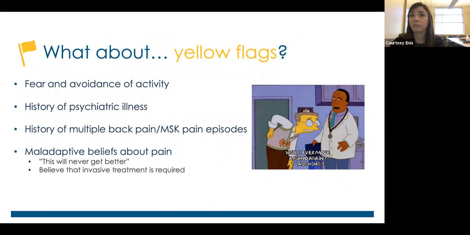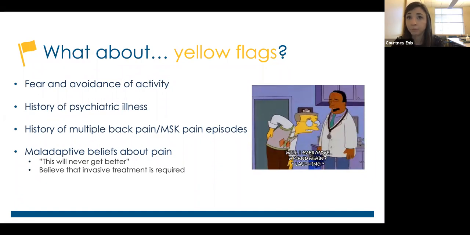What about some yellow flags? So we don't necessarily talk about the yellow flags as much, but yellow flags basically mean patients who are at risk for greater chronic disability. And these have been studied and shown to be associated with poorer outcomes. So it might be a patient who is really fearful or avoidant of activities, right? They won't get out of bed because they're really afraid that it's going to make their back pain worse. People who have a history of psychiatric illness, someone who has had multiple episodes of back pain or various musculoskeletal pain complaints in the past, or people who are coming in with maybe maladaptive beliefs about pain, that this is never going to get better no matter what you do, or that invasive treatment is the only way that they're going to get better.